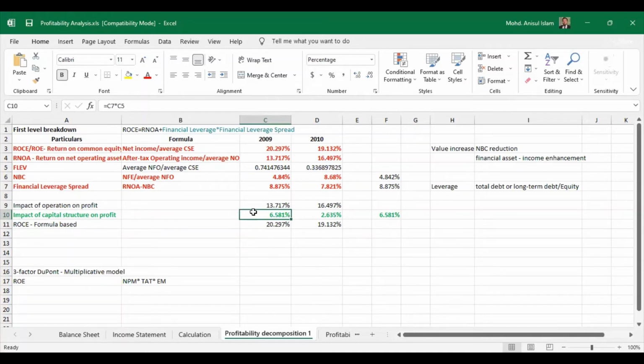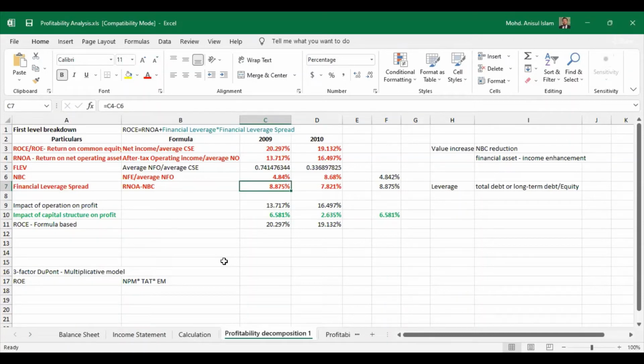And the impact of the operations should be a bigger number. They have set up their business to make the business of lamps. They have not been set up for other purposes. Okay, so it should give more. So you see that the spread we have calculated is 8.875%.